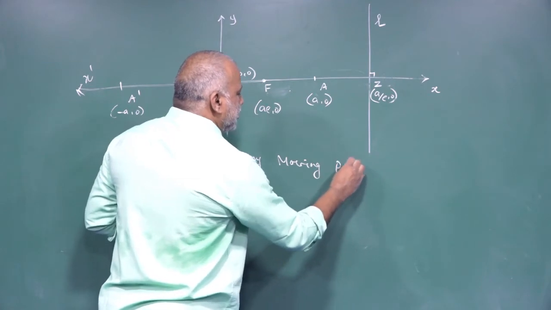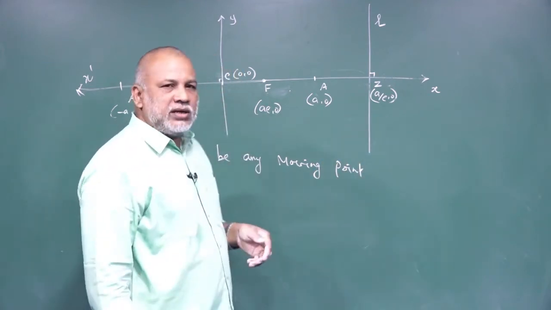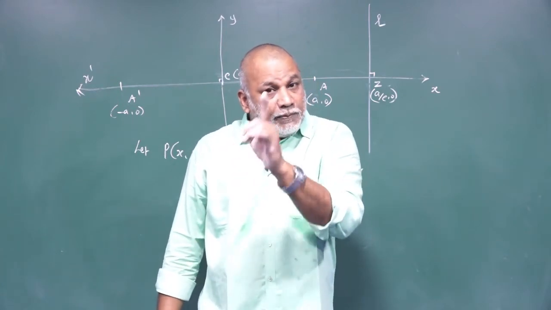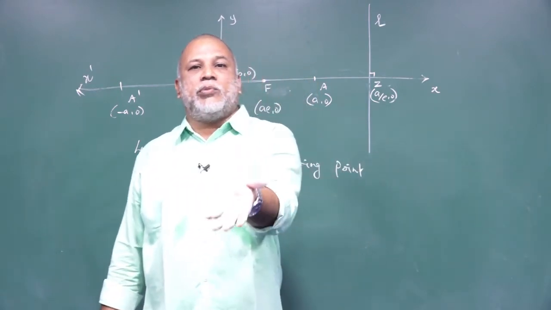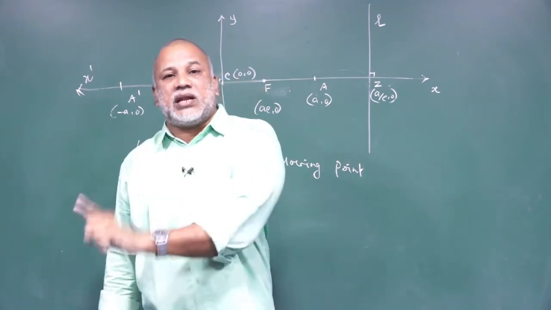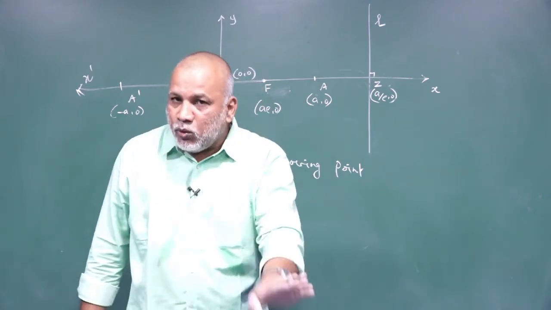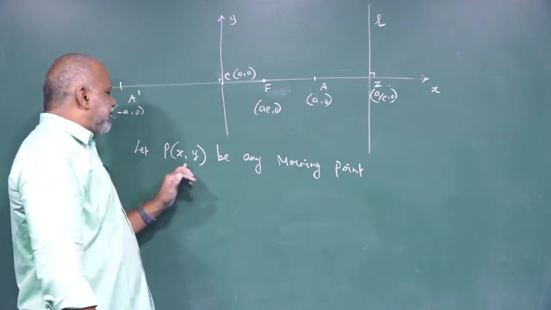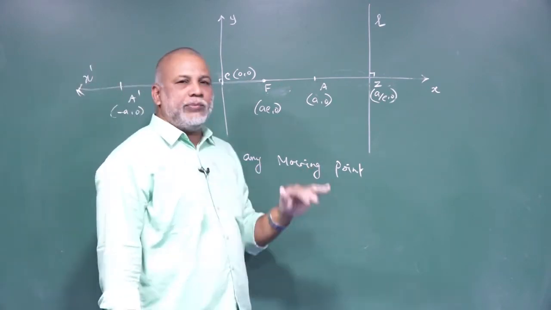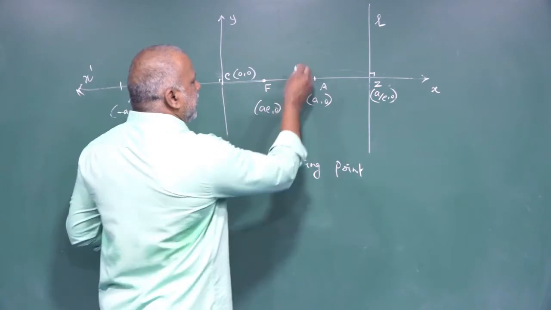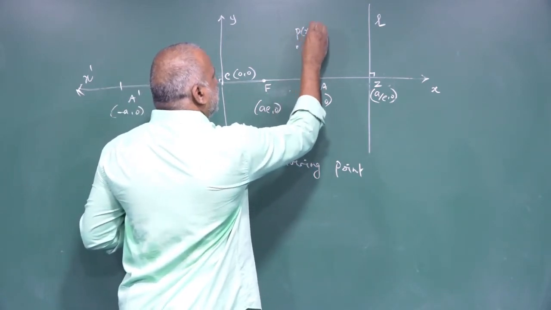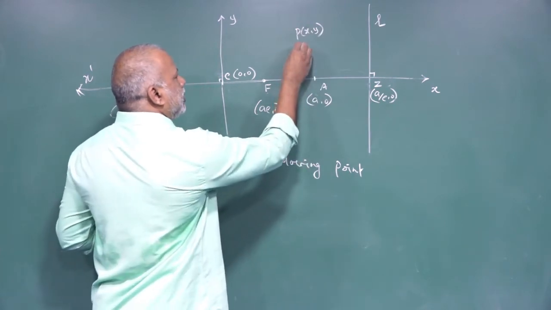Any moving point. From the basic definition, we know F is the focus, L is the directrix, and P of x comma y is a moving point. F is a fixed point, L is a fixed line, P x comma y is the moving point. The same concept here we are selecting. Let P of x comma y be any moving point. So I am taking here now P of x comma y is any moving point.